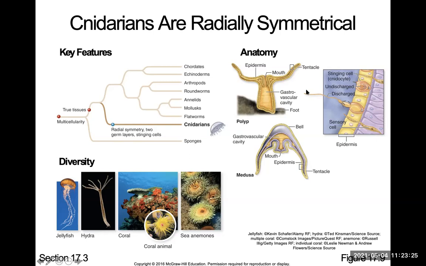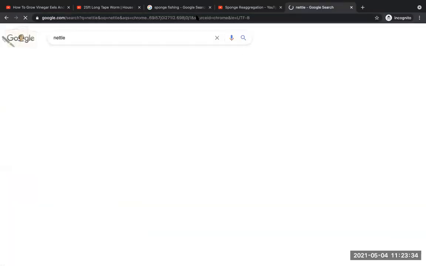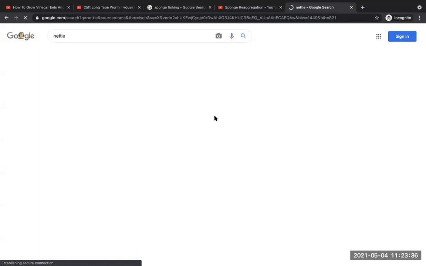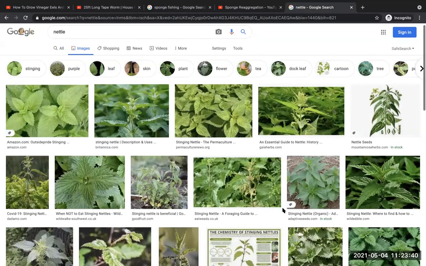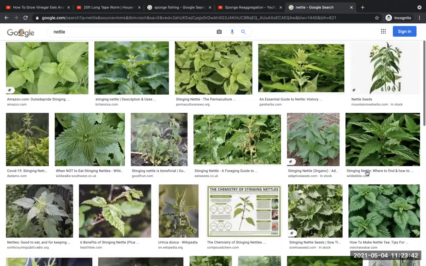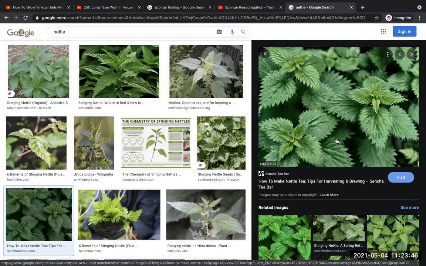So the name cnidocyte, it comes from nettle. Nettle, it's a plant. So when someone came across the stinging cells, they said, oh, this is like walking through bushy nettle. This nettle plant has thorns and spines or spikes on it. So the way the stinging cells felt reminded them of this plant nettle.